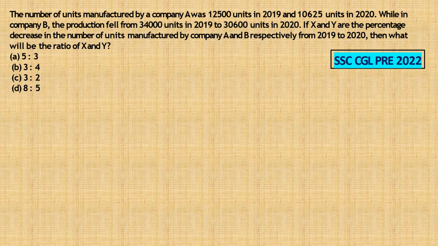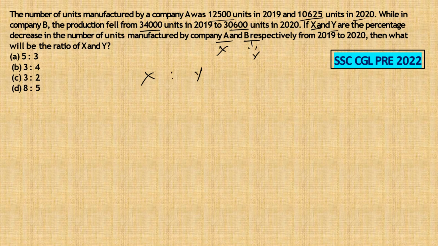The number of units manufactured by company A was 12,500 in 2019 and 10,625 in 2020. While in company B, the production fell from 34,000 to 30,600. If X and Y are the percentage decrease in the number of units manufactured by company A and company B respectively from 2019 to 2020, what will be the ratio of X to Y? The percentage decrease in company A is denoted by X and company B by Y. We need to find the ratio of X to Y.